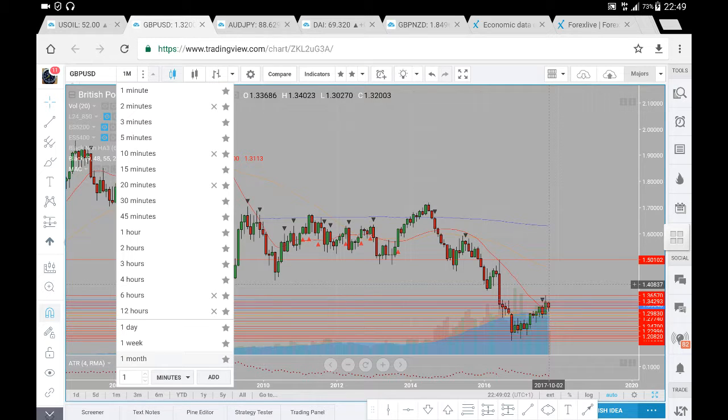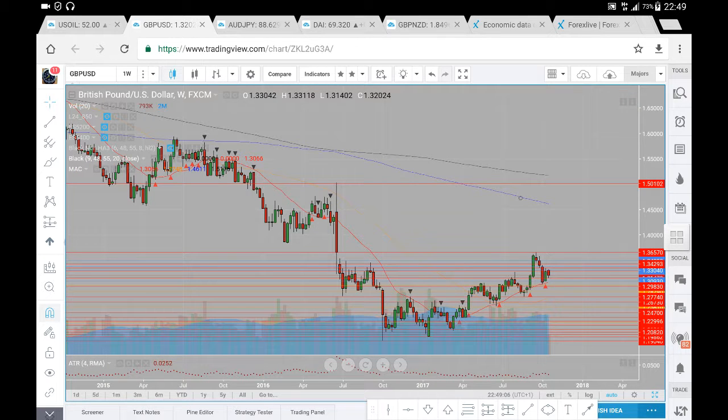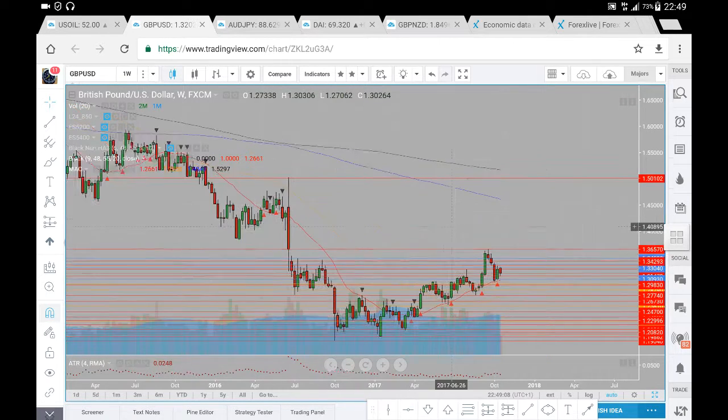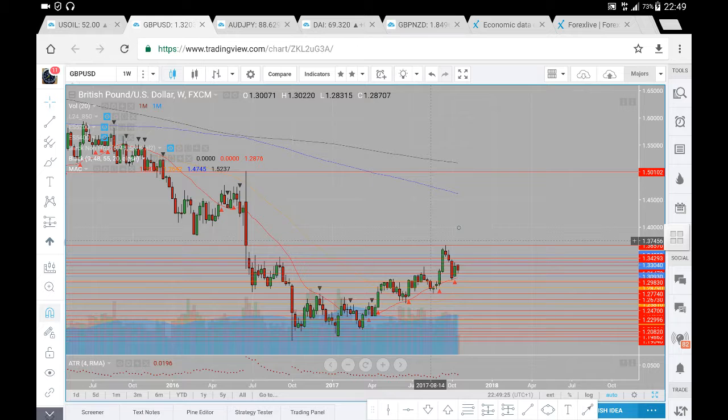So let's just have a look at the weekly time frame. On the weekly time frame, we can see here we've had a series of higher lows. More recently, we've had prices being supported by the 20 period moving average, which acted as dynamic support for prices, but currently this week we are trading in bearish territory.